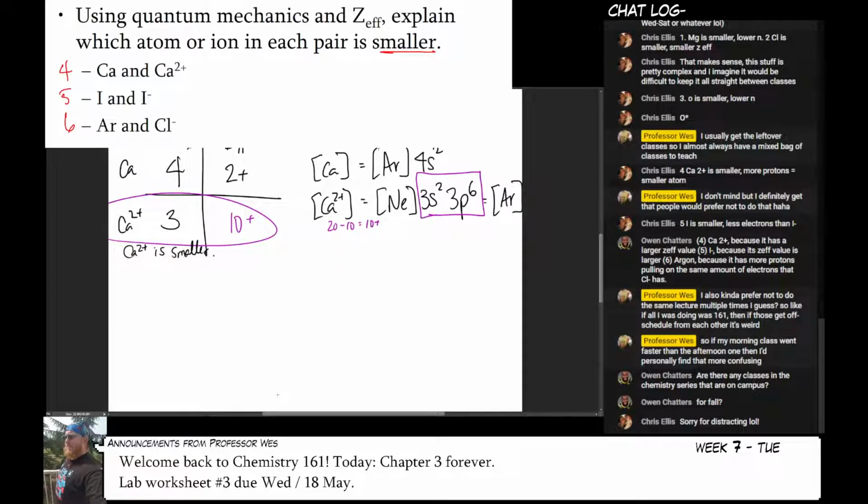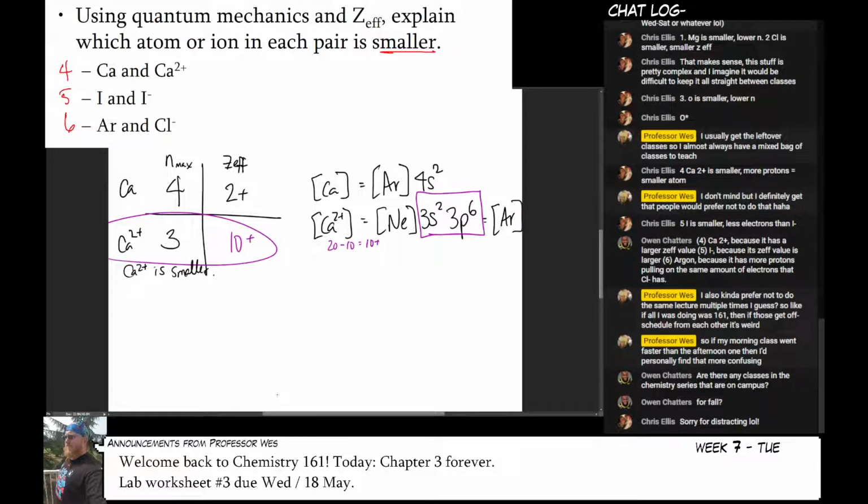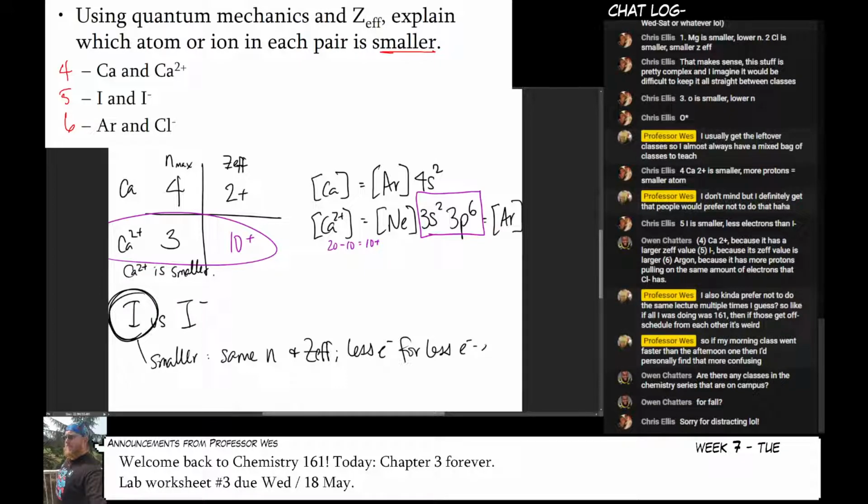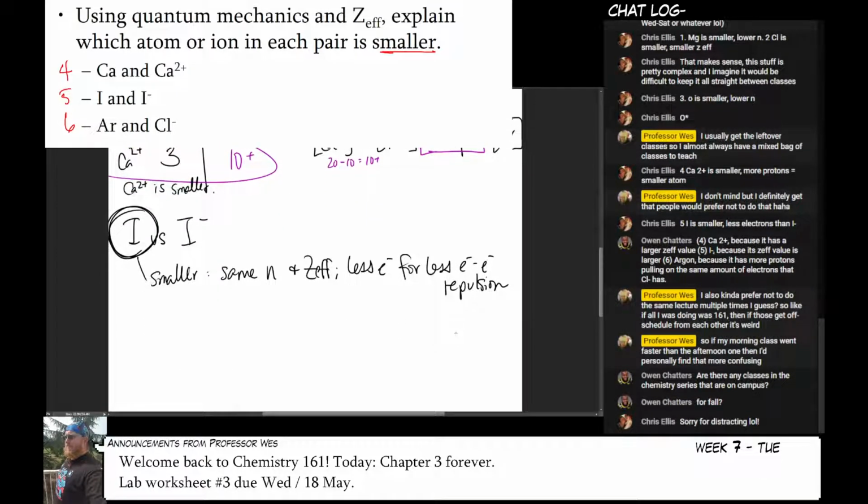All right. For iodine, if I do the chart for iodine, we're going to get all the same numbers. So I'm just going to write it like this. I versus I minus. We'll just circle this one as smaller. And we'll say same N and Z effective, but less electrons for less electron-electron repulsion. Because in I minus, I have that extra electron, and the extra electron causes more repulsion, which increases its size. That way I can just save some space, because I'm going to run out of space in a second.